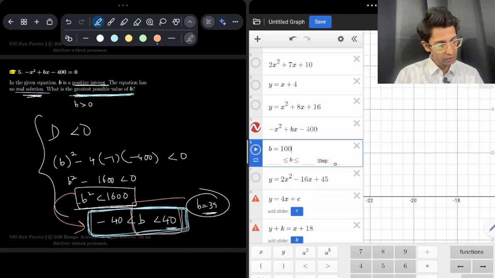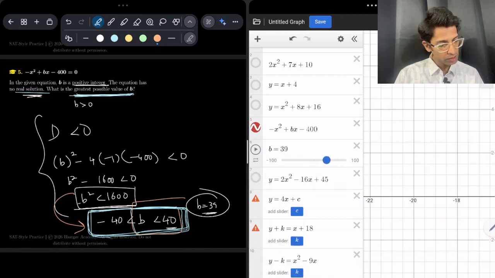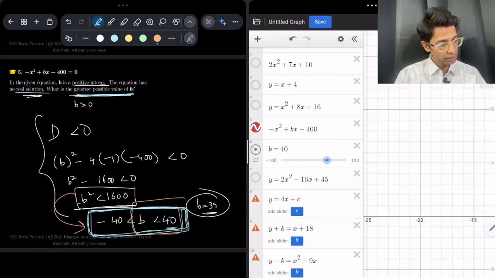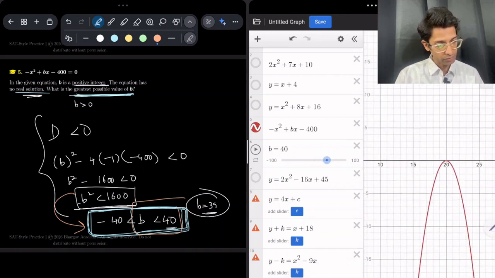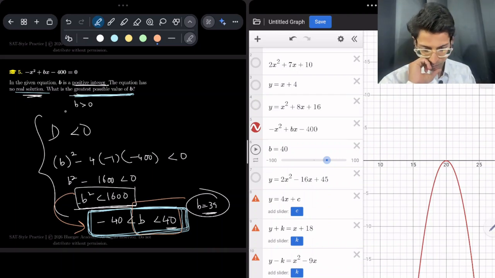The positive side as well. And then you would be checking if there is any positive value for which things work out. And they do work out, and that is the answer. So once again, here in this question, the greatest possible value of b.